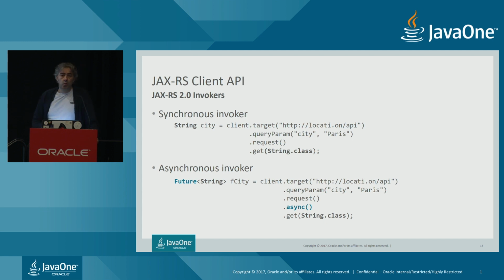Now, in JAX-RS 2, we also have asynchronous capabilities. So if you don't specify anything, that will be a blocking request, so a synchronous request. But if you look at the bottom of the slide, I have this async method. So this is basically to tell the JAX-RS client container that I want to use the async invoker. And if you look at the return type of that request invocation, we don't have a string anymore in this case, but we have a future of string. So that basically means that we have an object that we can use in the future to get the result from the request invocation.